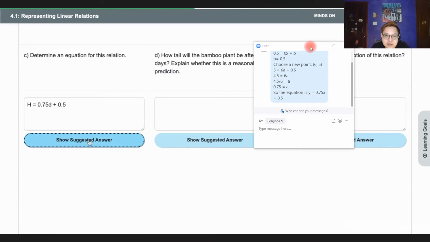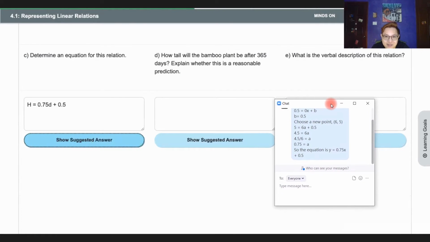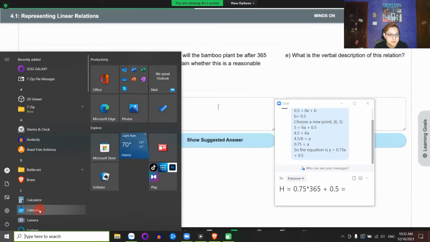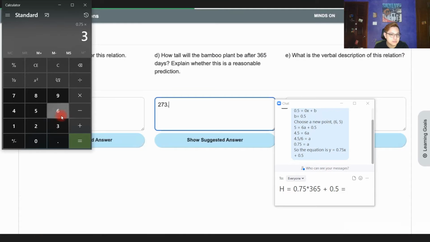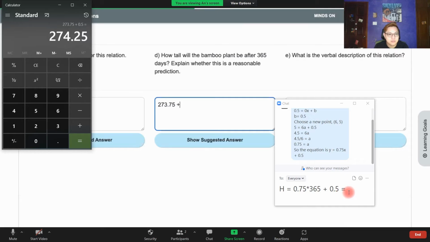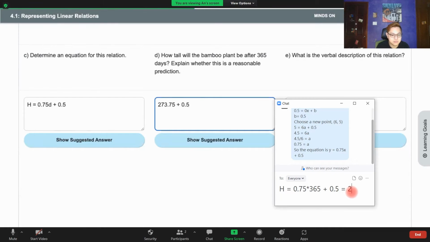How tall would a bamboo plant be after 365 days? You just have to plug into the equation now. So 0.75 times 365 is 273.75, plus 0.5.